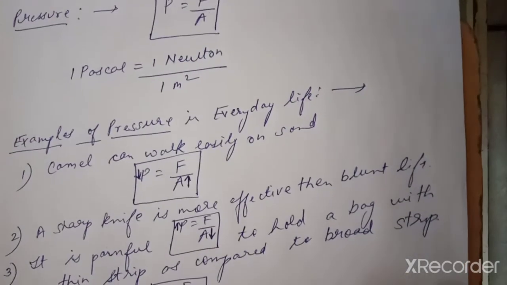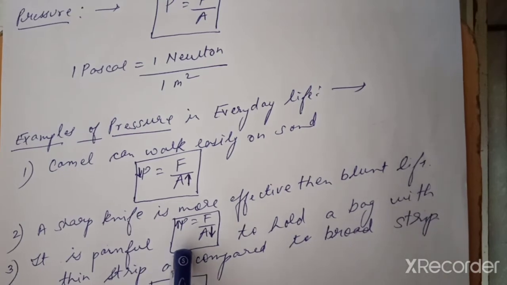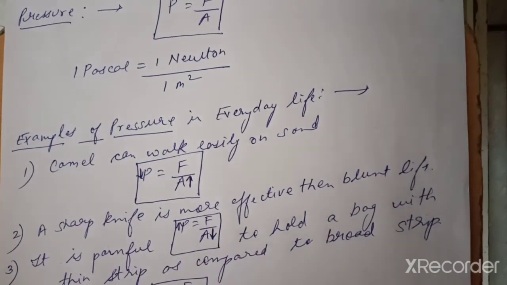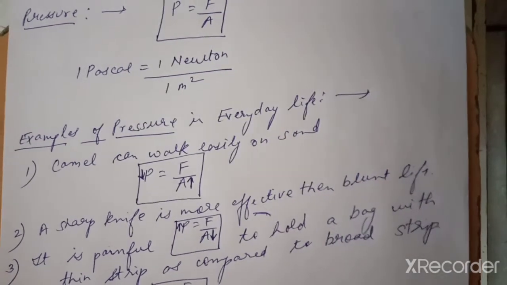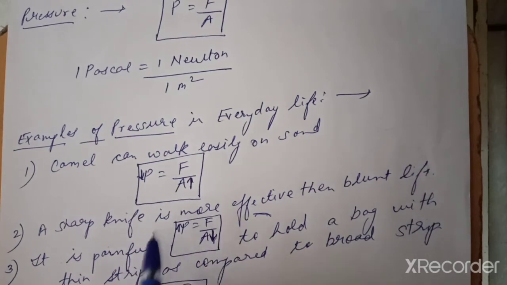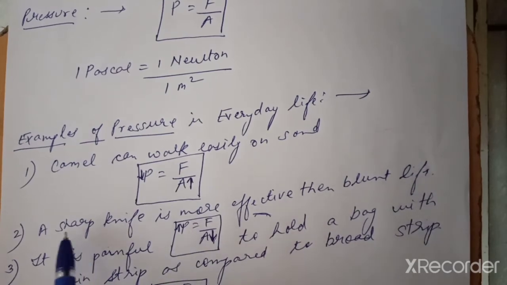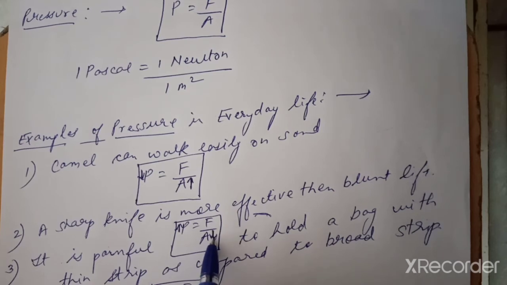Now for example, a sharp knife is more effective than a blunt knife. Again we write the same relationship, P equals F upon A. Sharp knife means the area of the edge is very less. When the area is very less, it exerts more pressure, so the object can easily get cut. So a sharp knife is more effective than a blunt knife, because the area of the edge is very less, so the pressure exerted on the object will be more.